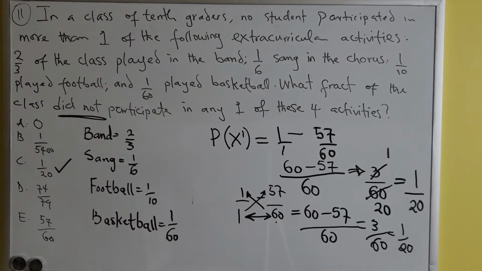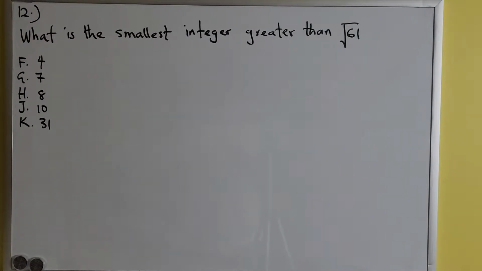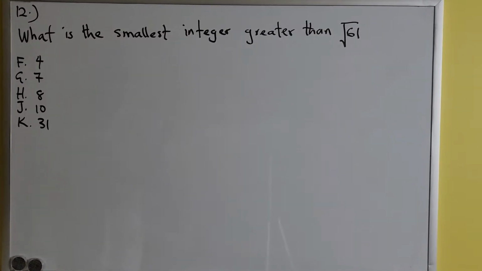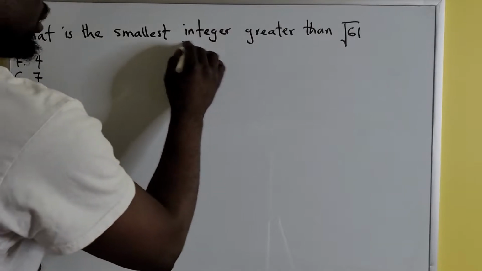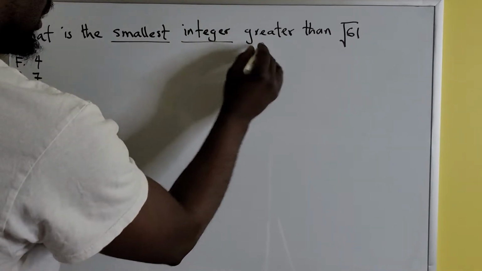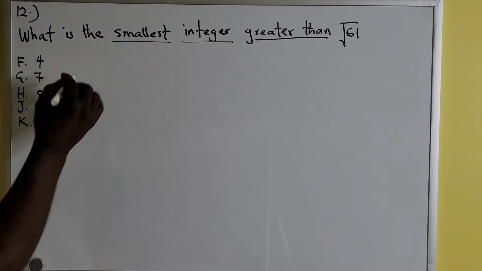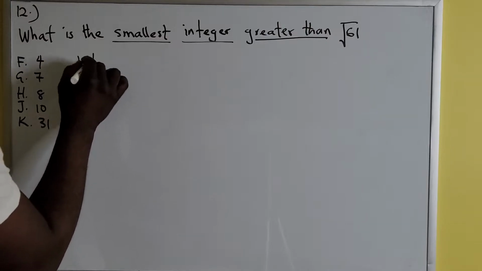Let's go straight to question 12. Question 12 says, what is the smallest integer greater than the square root of 61? That is the question. What is the smallest integer? So the first thing is, we're looking at these two numbers right here, and these two words, and this last composite word. First thing is, what is an integer?